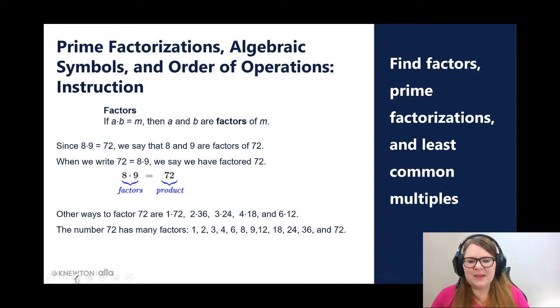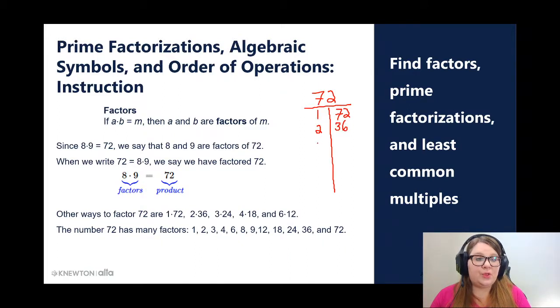Just as a method that I like to use to organize my information, when I am trying to find all the factors of a number, a lot of times what I'll do is I'll make a little table. I'll start with 1 and say 1 times what gives me 72? All right, 72. 2 goes in as well, 36 times. 3 works, and that's times 24. 4 works, and that's going to be 18.